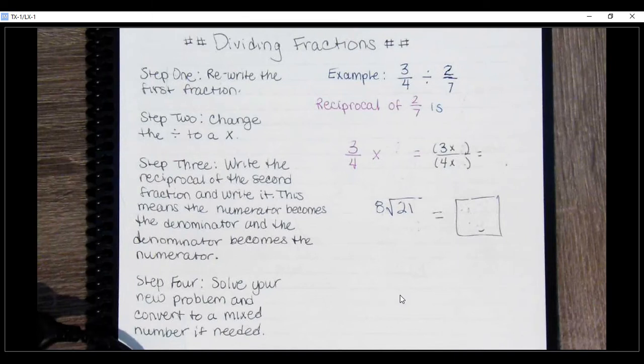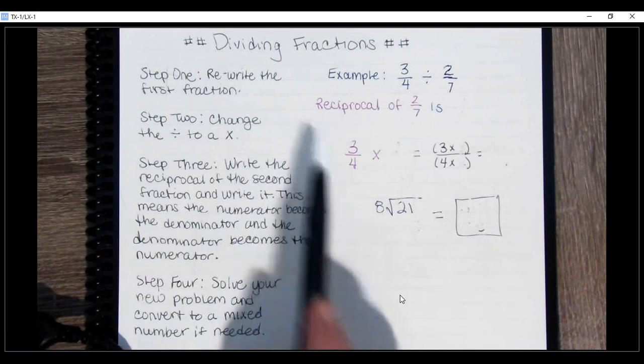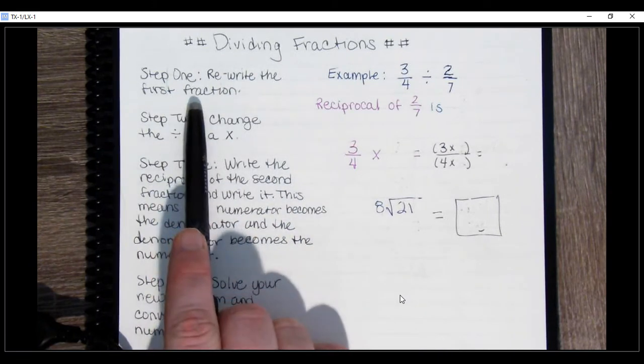Hi everyone, today we're going to be dividing fractions. The way that we're going to do that is in 4 simple steps. These 4 simple steps are super important that you follow, or else you're going to be doing it all wrong. So when we are dividing by fractions, the first step is to rewrite the first fraction.